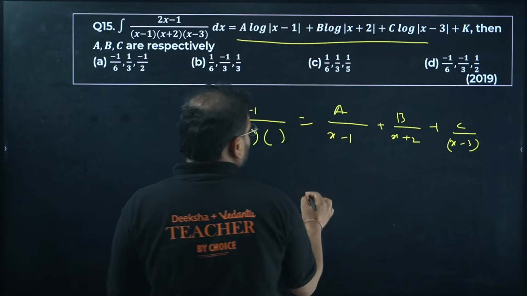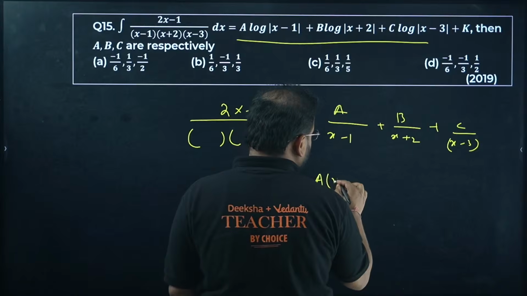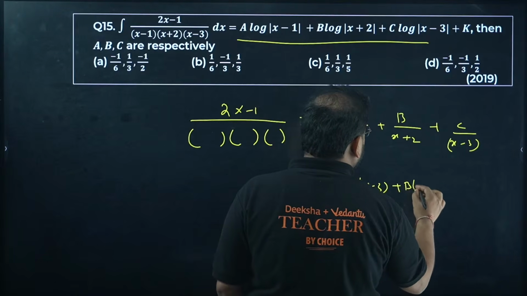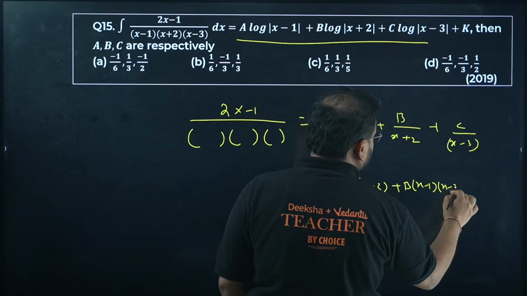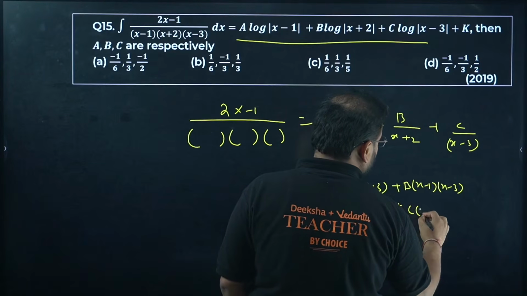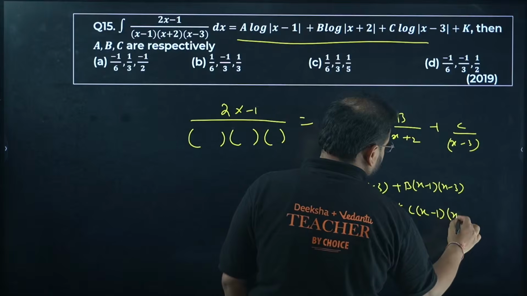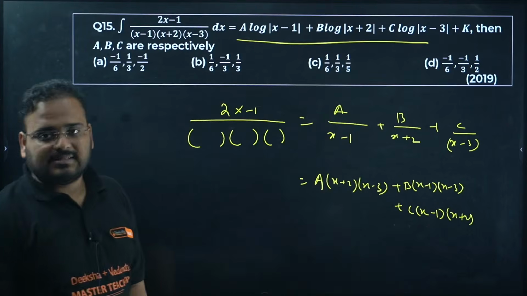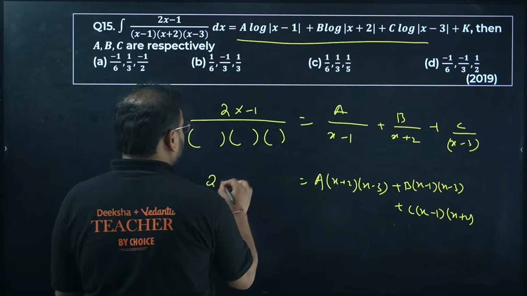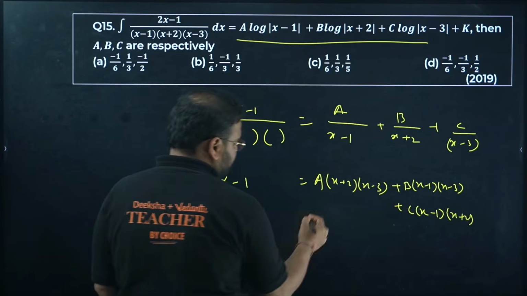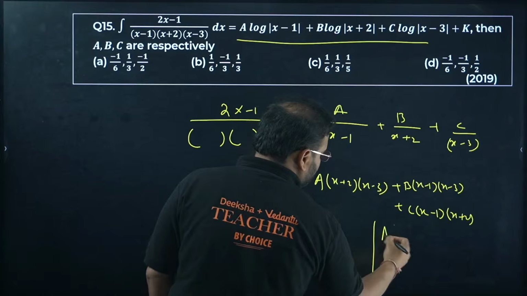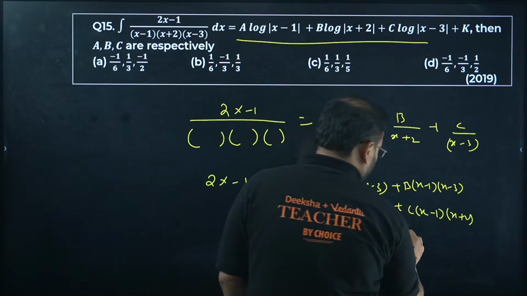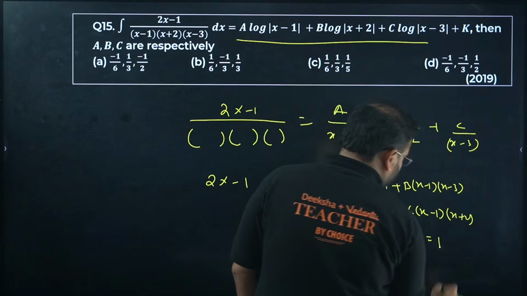Please let me know. So when you go about this, a times of x plus 2, x minus 3, and b times of x minus 1, x minus 3, c times of x minus 1, x plus 2, and of course you'll have the same denominator. So just write the numerator and compare the numerators. When you solve for a, take x as 1.